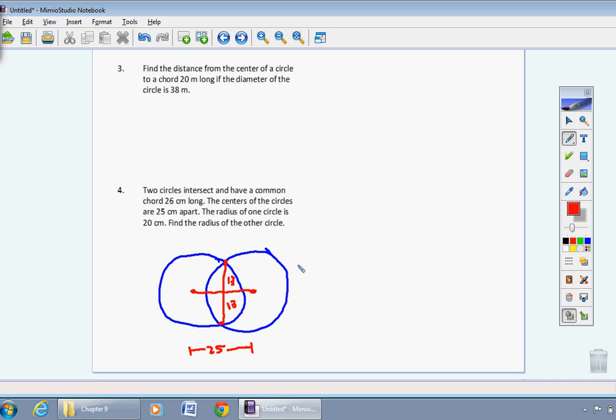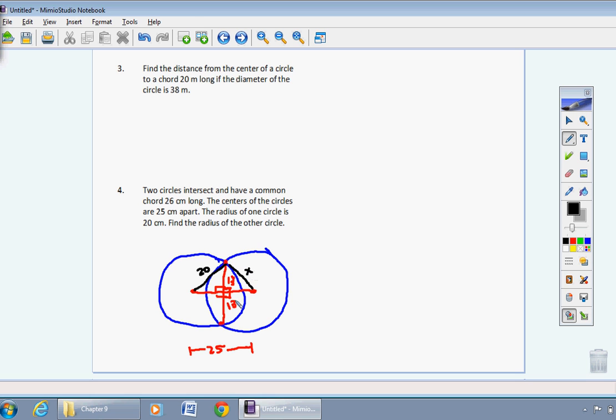And what did we talk about yesterday with our theorems? I know that if a radius of a circle bisects a chord, then it is also perpendicular to it. So I know that I have right angles all around. Now let's finish reading the question here. It says the radius of one circle is 20 centimeters. So let's make the radius of this circle 20. Find the radius of the other circle. So it wants us to find x.